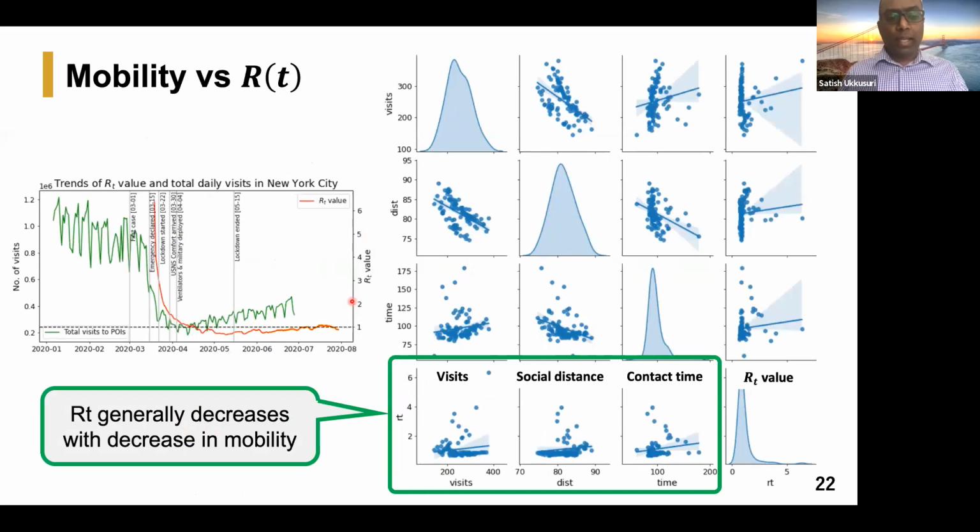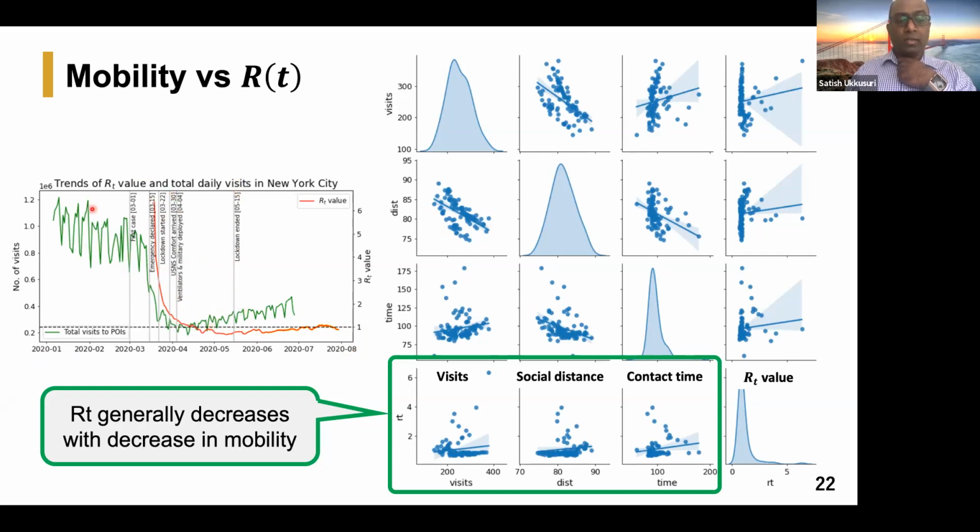You can also correlate the mobility with the RT values, as we have done before. So this is for New York City again, and this is from January till late June, early August. This red curve here represents the RT values, how the RT is changing. First case in early March, lockdowns, right? Two lockdowns, one in March and one in May.